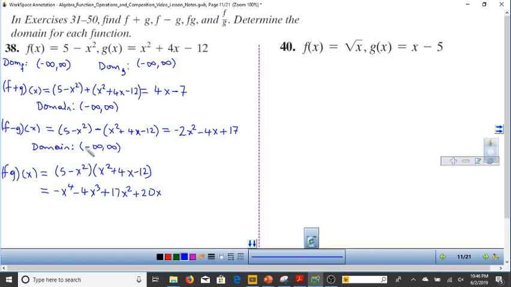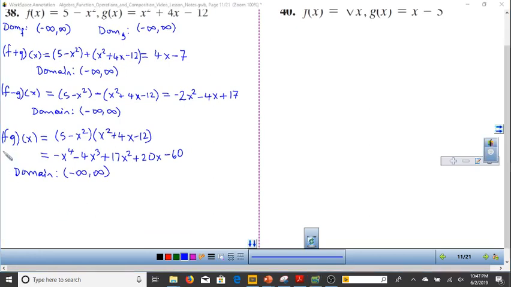And then finally, 5 times negative 12 is negative 60. So what I've done is multiplied each term in one pair of parentheses by each term in the other. And the domain, again, since it's a multiplication, is where the two regions overlap, which since they're all real numbers, then the domain is all real numbers, negative infinity to infinity. And that's f times g of x.